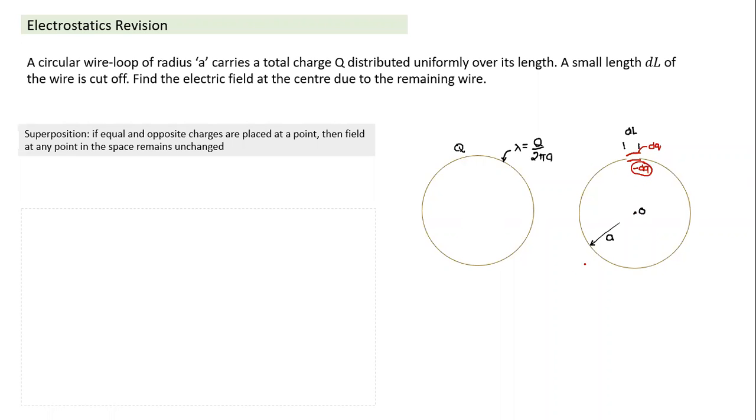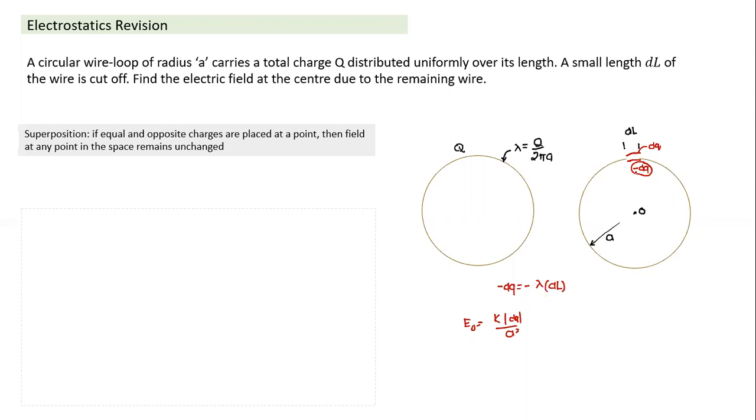And what is minus dq? The minus dq charge will be equal to the charge per unit length lambda into dl. That's the charge at this point here. So we had a total of three systems, and what is the field at the center? Very easy to calculate. Since this length is small, it can be treated as a point charge. Field will be equal to k into dq divided by a square.